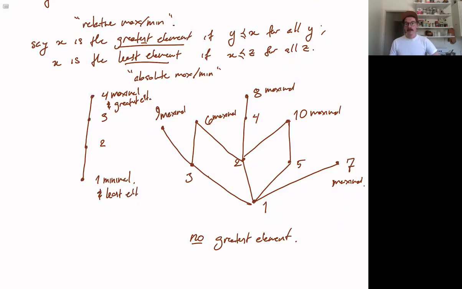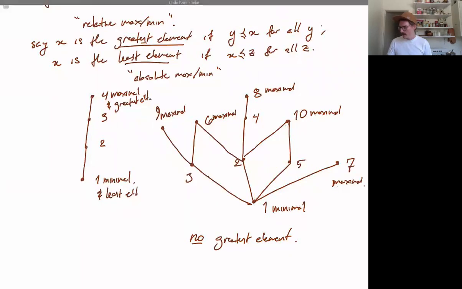Because there is no element that has a line down to everything else. For example, 9 and 6, there is nothing that is above both of these things. So in general, there can be no greatest element. On the other side, 1 is minimal because there is no line coming down out of it. In fact, it's the only minimal element, and it does have a line up to every other element, etc. So it is also the least element.